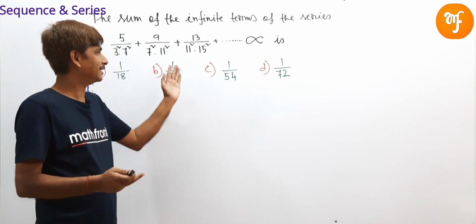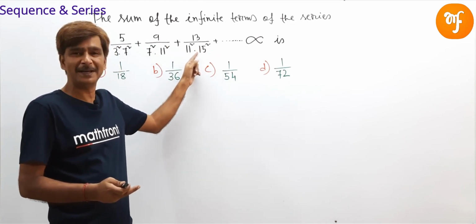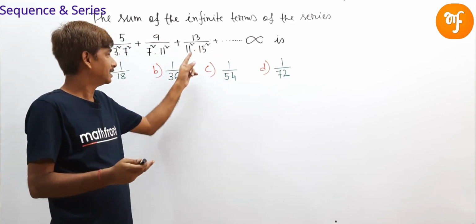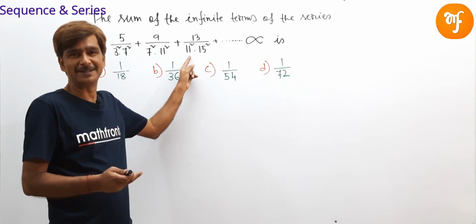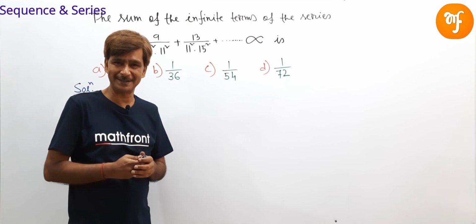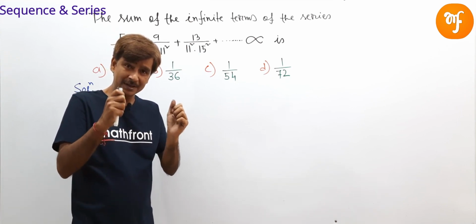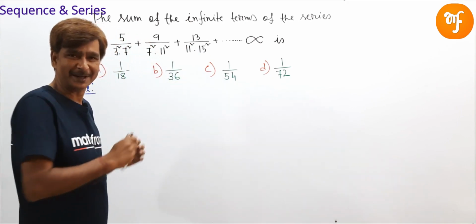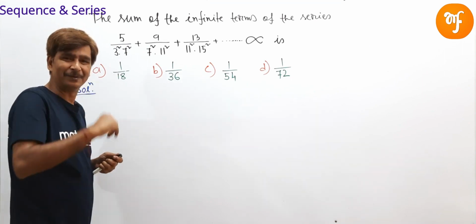Similarly, in the third term, the difference of 15 and 11 is 4. And the sum of 15 plus 11 is just double of the numerator, that is 13 into 2, that is equal to 26. So, we will use this observation to solve this numerical. So, look how to solve this numerical.